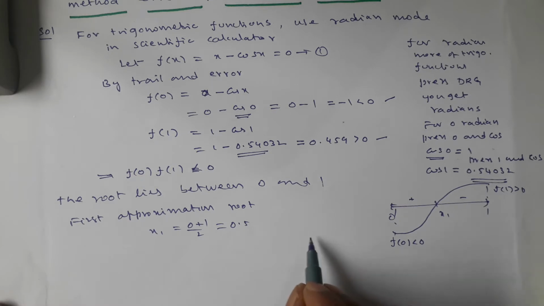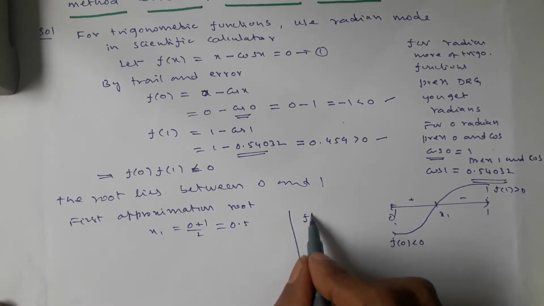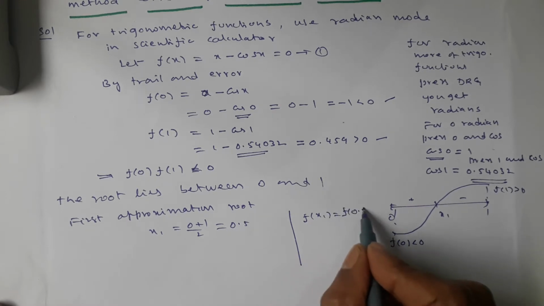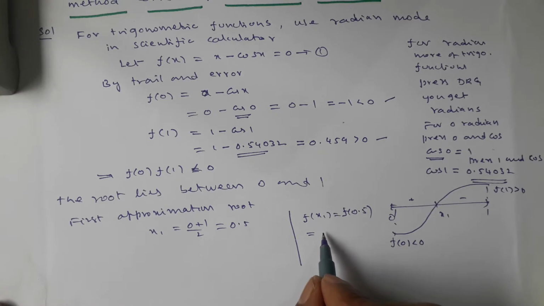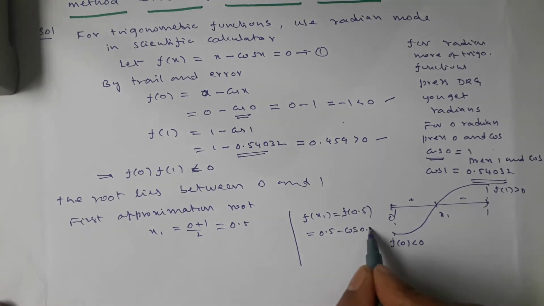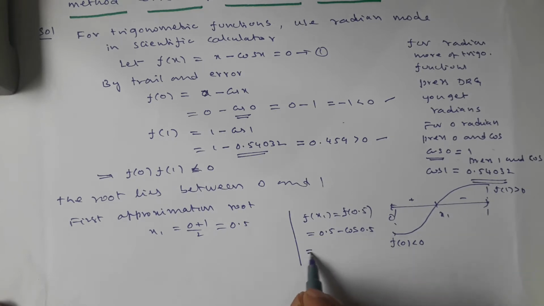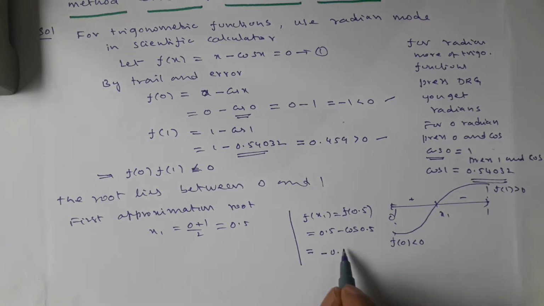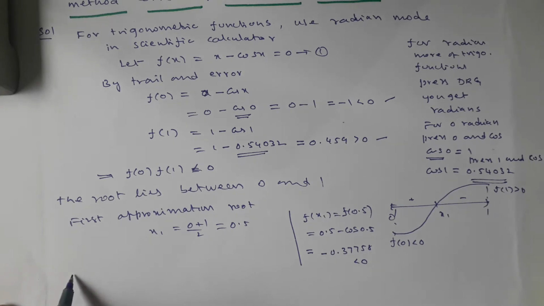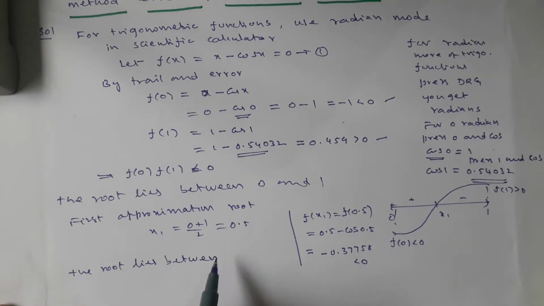So f of x1 is equal to f of 0.5 is equal to 0.5 minus cos 0.5 is equal to minus 0.37758, less than 0. So the root lies between 0.5 and 1.